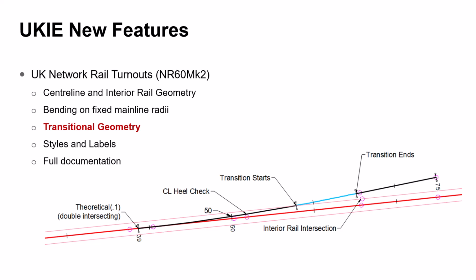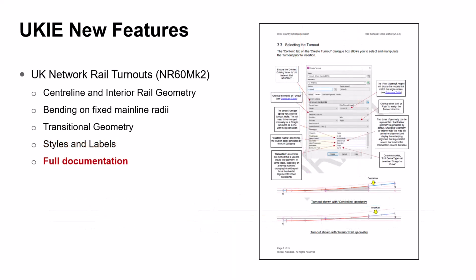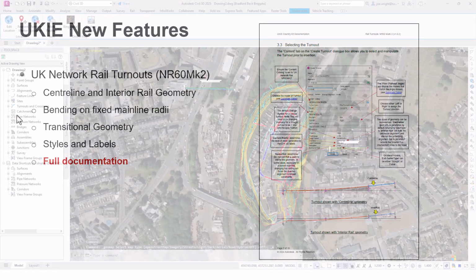Now, as you can see, I've labelled the transition points on this slide. And this is an important aspect of the UKIE template file in that it provides a full labelling framework for the drawn turnouts, as well as other styles and defaults. This is, of course, all fully documented, but I'd like to continue my story by showing you some of the basics of placing turnouts on rail alignments.